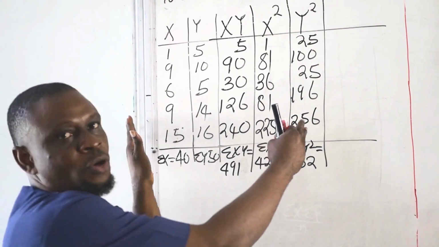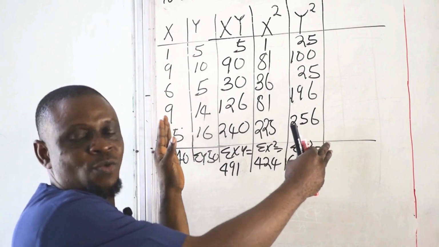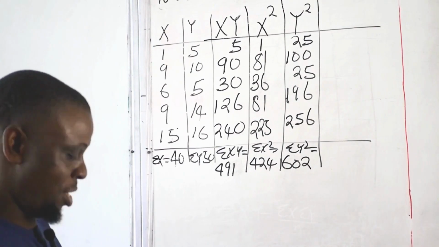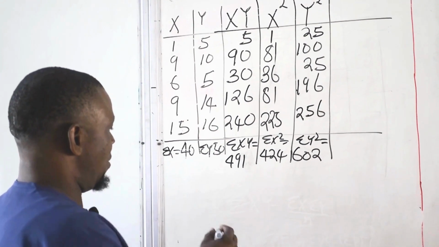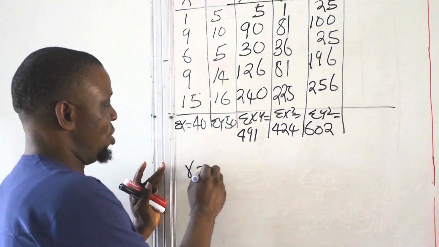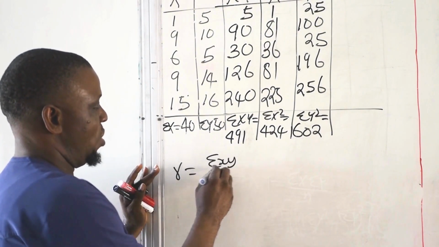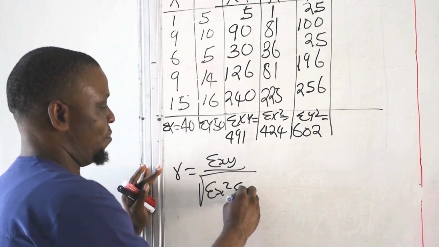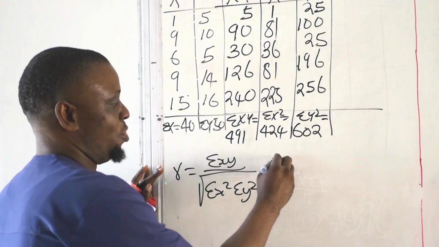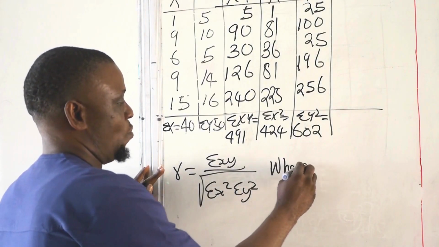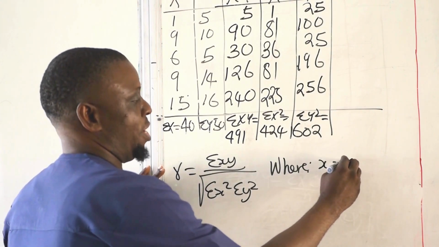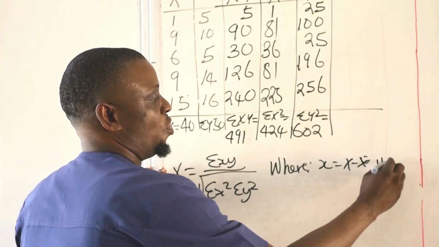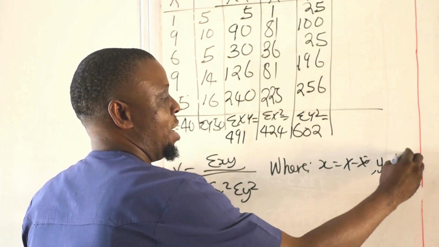Now this is a table that we ordinarily use for the direct method, which is easier. And so we're going to use the formula of the deviation method. And from that formula, we have it that r is equal to summation of xy all over the square root of summation of x square, summation of y square. And we told you that our small x is equal to x minus x bar, and then our small y is equal to y minus y bar.